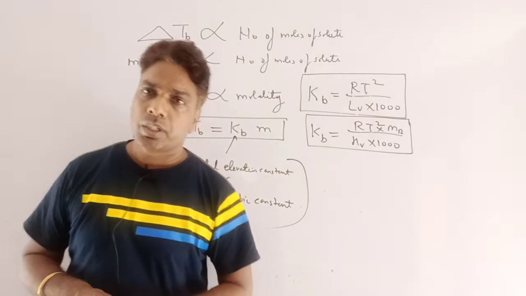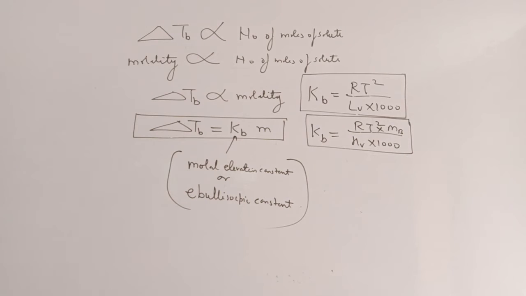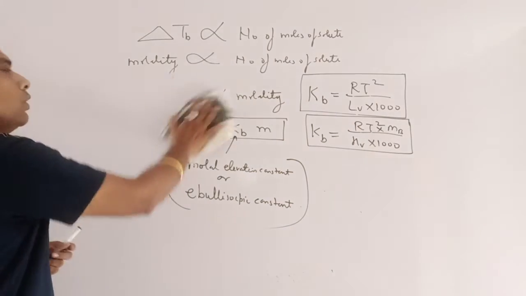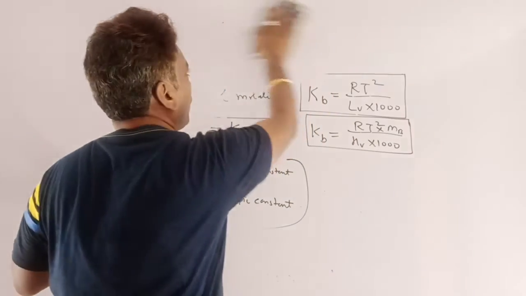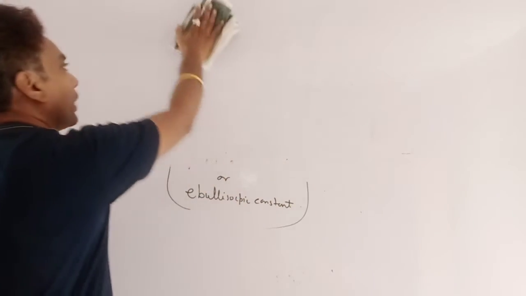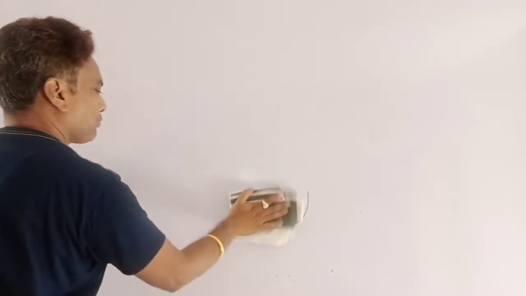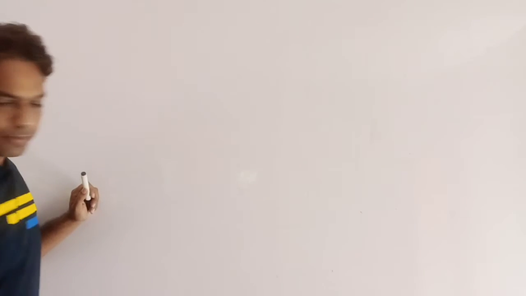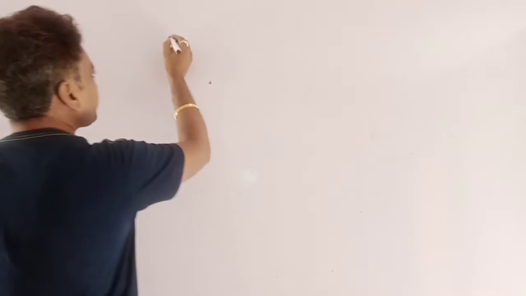Now we study the graphical variation, the graphical representation for the elevation of boiling point.